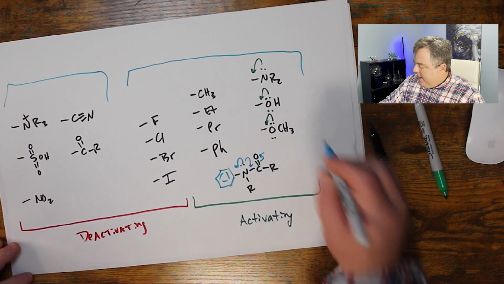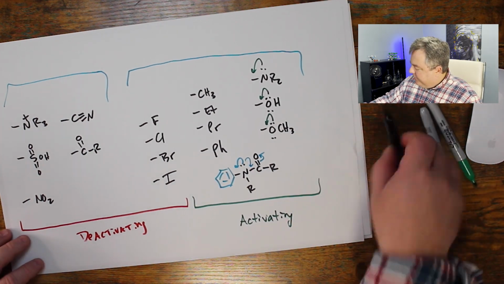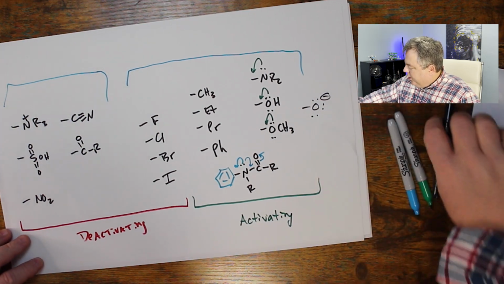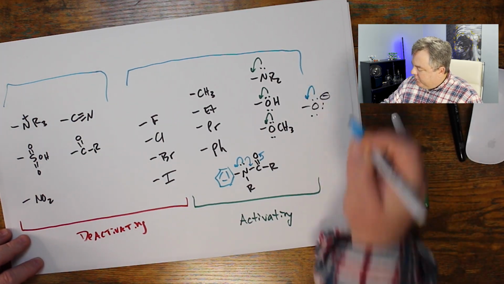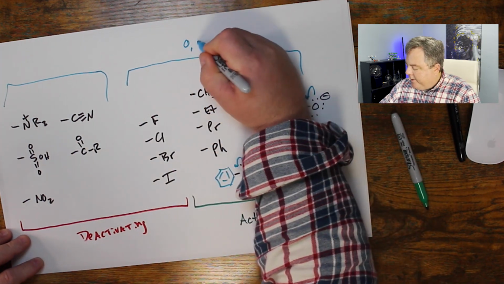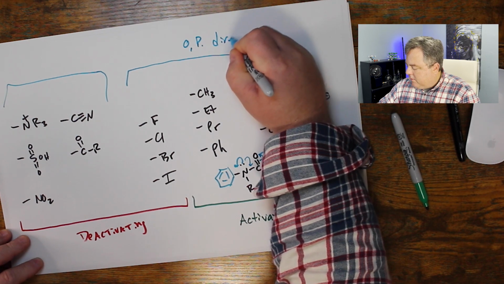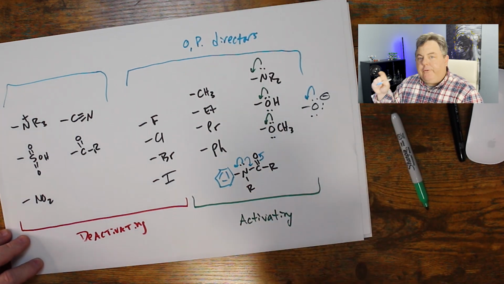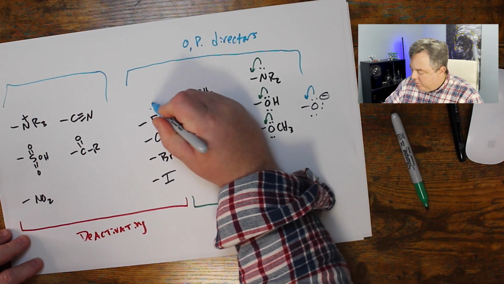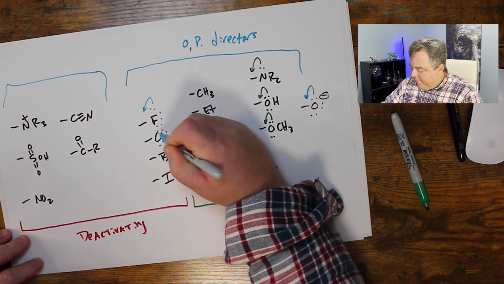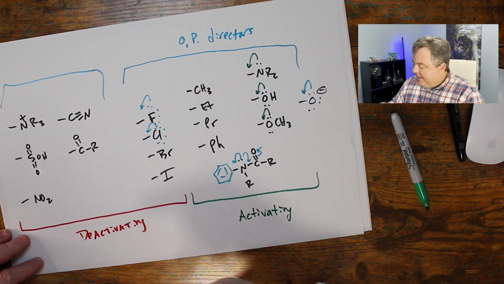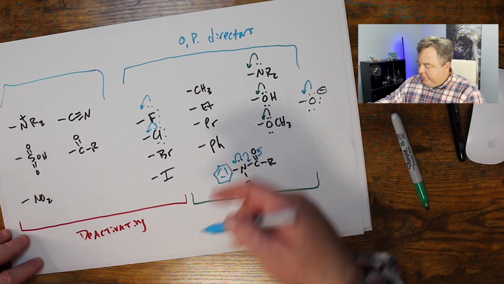And even more so than this would be something like if I had a negative charge on it, that's really going to be donating in. That's going to be very activating. So all of these are ortho para directors. They'll direct the group ortho or para to it. So because of the lone pairs, these are ortho para directors. All my halides are. These alkyl groups are donating electron density in through hyperconjugation, and of course the lone pairs.